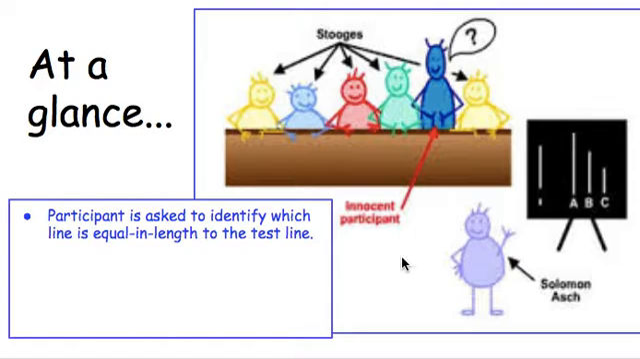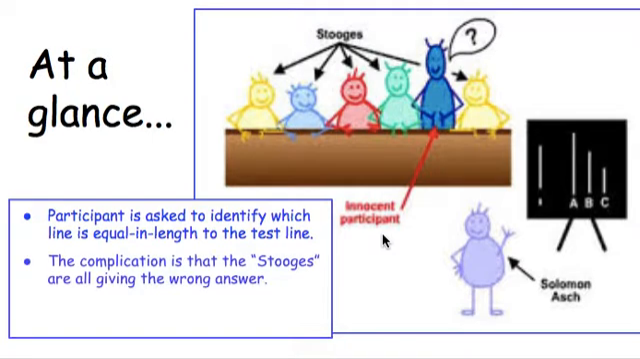But remember, this experiment's not really about how people perceive lines. It's more about how people respond to social pressure. So who's providing the social pressure in this case? We've got 5 Confederates, 5 people who've also been recruited by the experimenter, and they've been told ahead of time, you need to give the wrong answer. So these stooges, these Confederates, they're in on it with Solomon Asch, the experimenter. And so they give the wrong answer 10 out of 15 times.